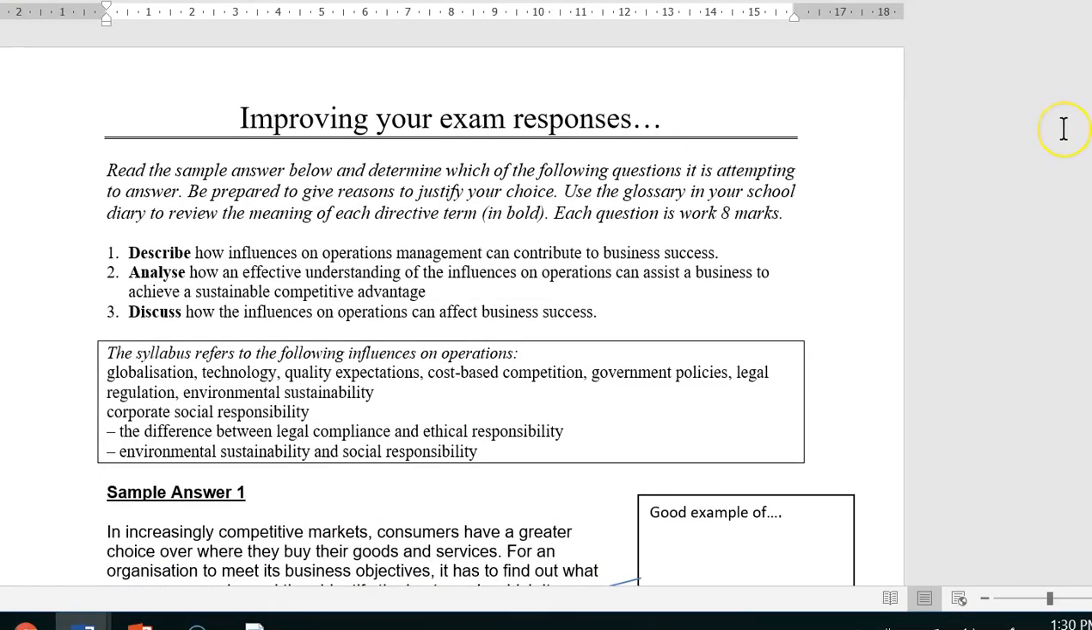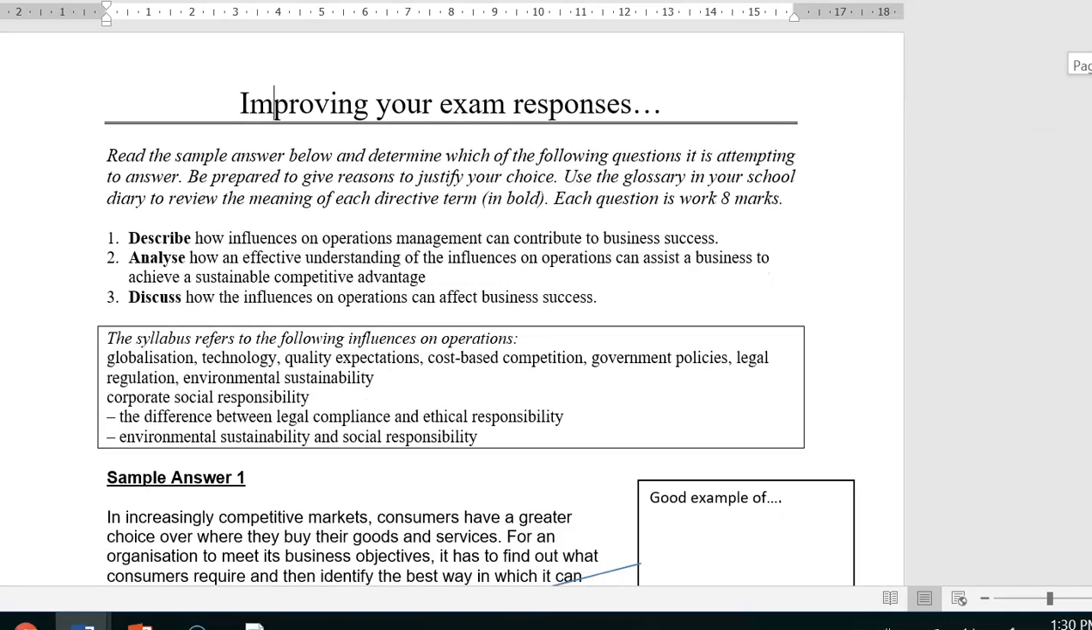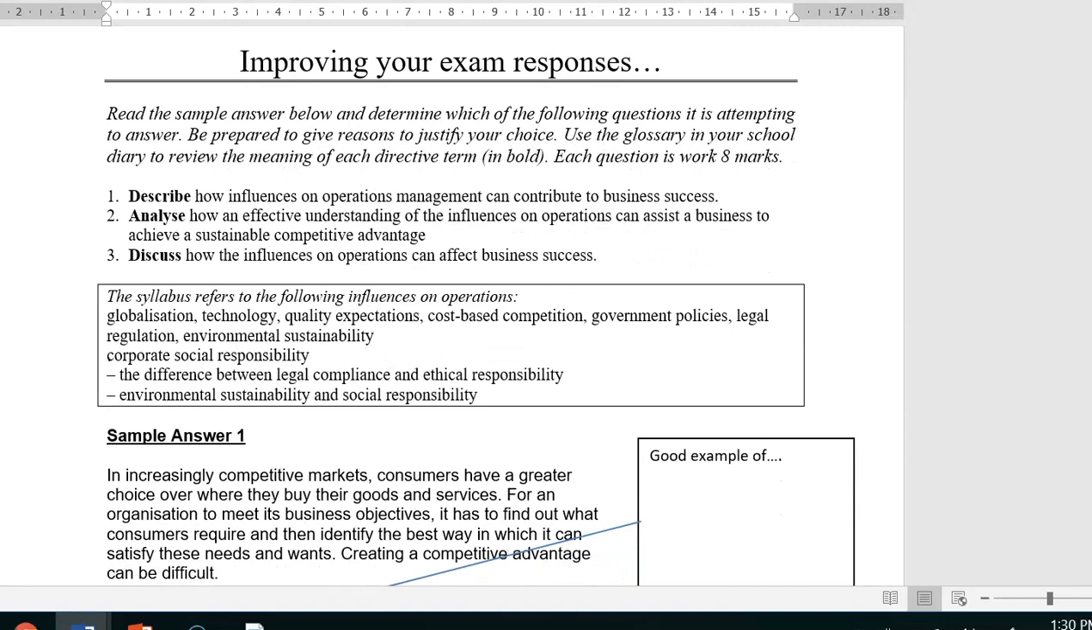So this is another business example that I have, but it can be applied across all subjects. So it's having students look at how they determine what directive term has been used. So here there is a sample answer that students are to read, and they're to determine which of the following questions it's attempting to answer. So is it a describe, is it an analyse, or is it a discuss?